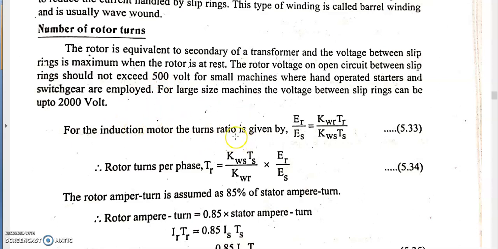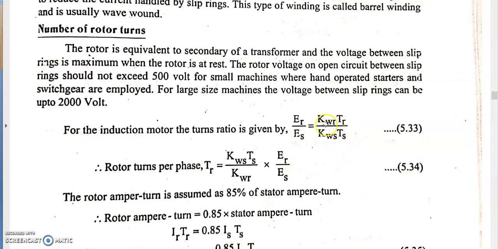For an induction motor, the turns ratio is common: just as we represent E2 by E1 in a transformer, in a similar way we represent the rotor EMF to stator EMF. E2 by E1 in a transformer is equal to N2 by N1. Here it is TR by TS, where TR represents the total number of turns in the rotor and TS the total number of turns in the stator.